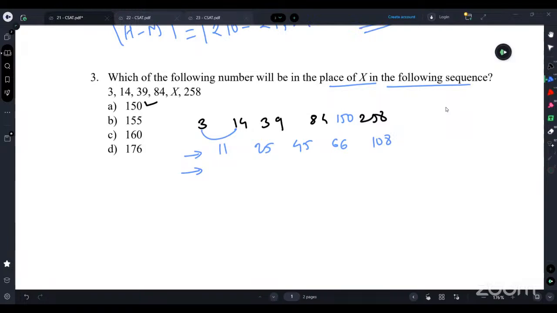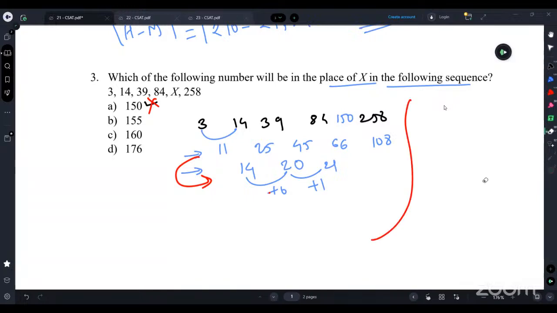So what will be 25 minus 11? 25 minus 11 will be 14. 45 minus 25 is basically 20. 66 minus 45 is 21. Now if you see, guys, here I could see a difference of plus 6 and here I could see a difference of plus 1. So in the second stage of difference as well, we are not able to find out a logical pattern. So option A can be ruled out here. Now let's do the same thing for option B.